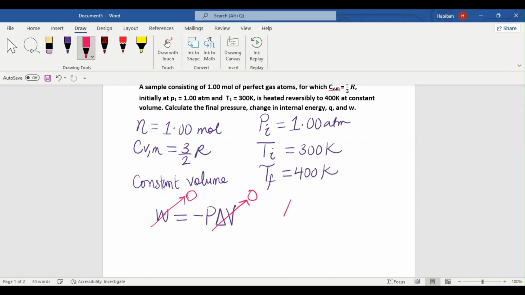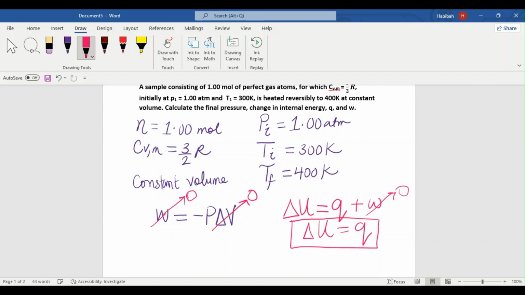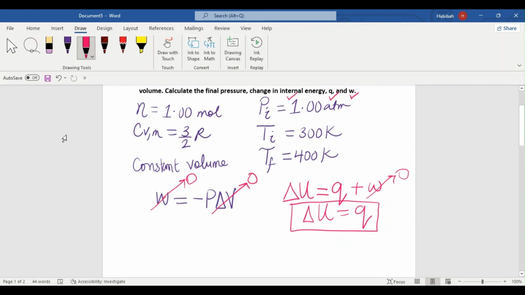We have the internal energy change, change in U, which is equal to Q plus W, heat plus work. We already know that work is zero, hence the internal energy change is just equal to heat by itself. So we have successfully answered one question, which is W. When we determine the value for heat, that value is also equal to the change in internal energy. But before we solve for heat, we can work on the final pressure.